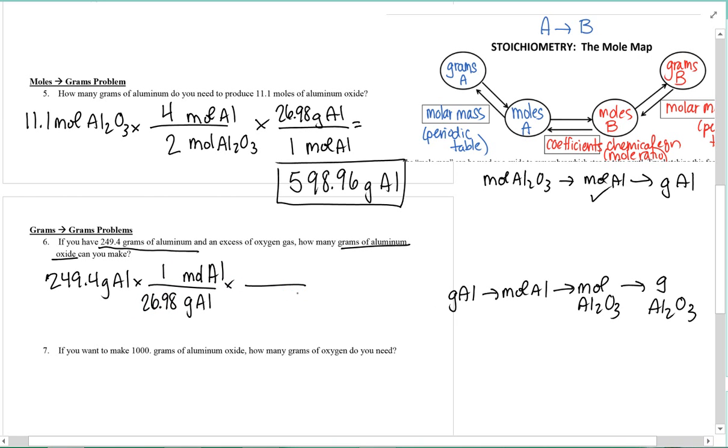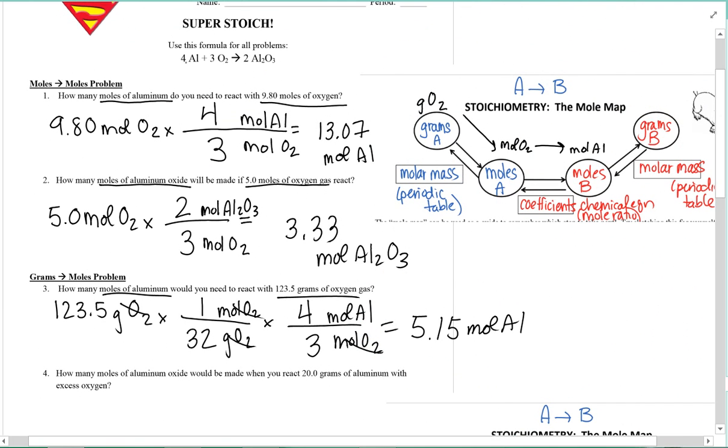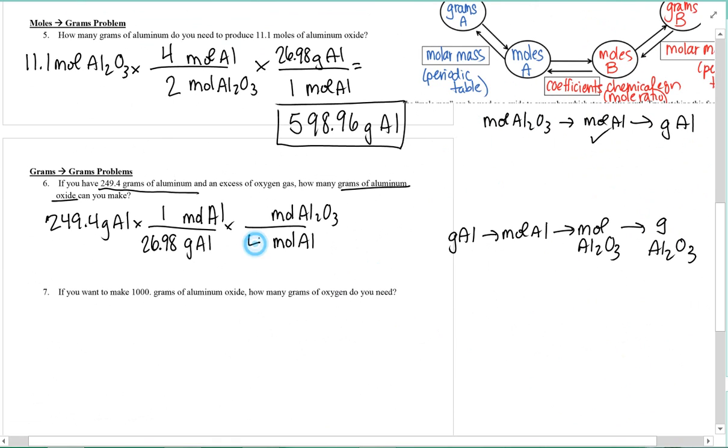Next step, I'm going to go from moles aluminum to moles aluminum oxide. And if I look back at my chemical equation, I need 4 aluminums to make 2 aluminum oxides. So 4 aluminums to 2 aluminum oxides. And then I'm going to go from moles aluminum oxide to grams aluminum oxide.